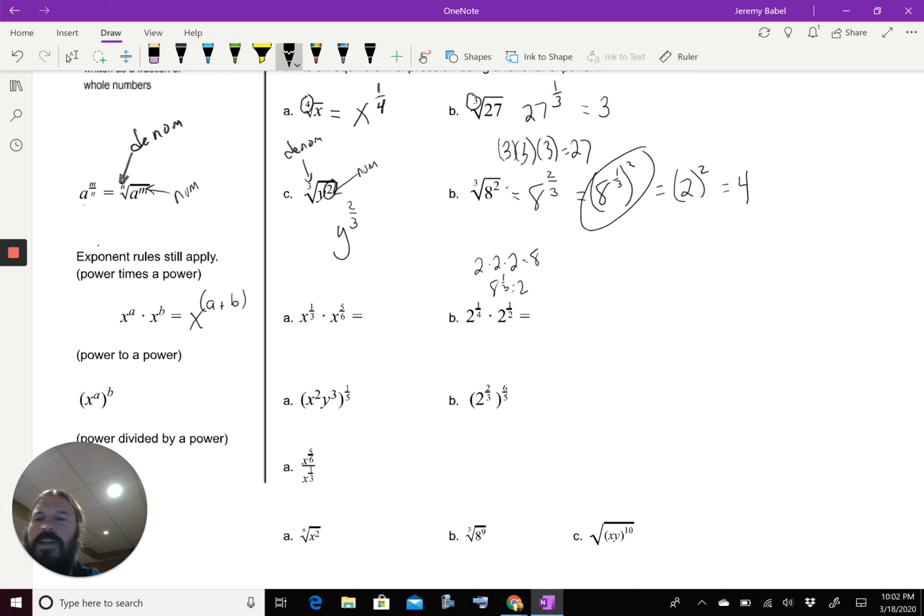X to the a plus b. So for example, if we had 3 squared times 3 to the 3rd, that would have been 3 to the 2 plus 3, or 5th.